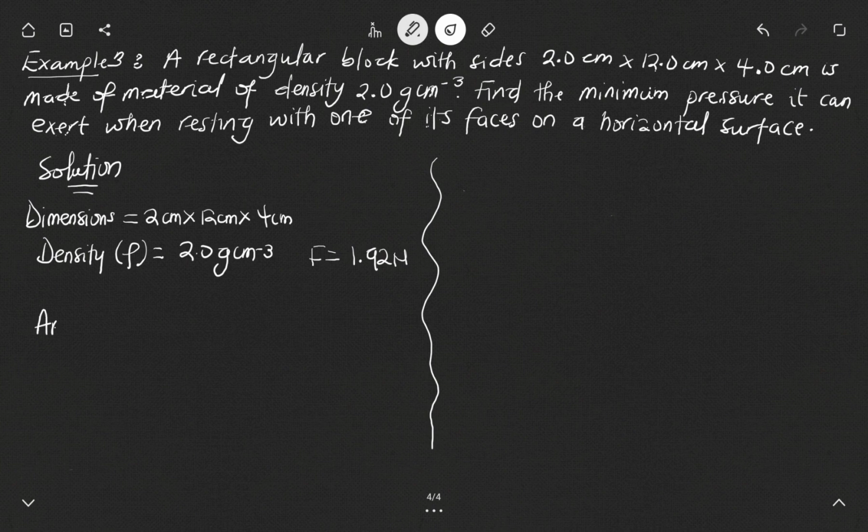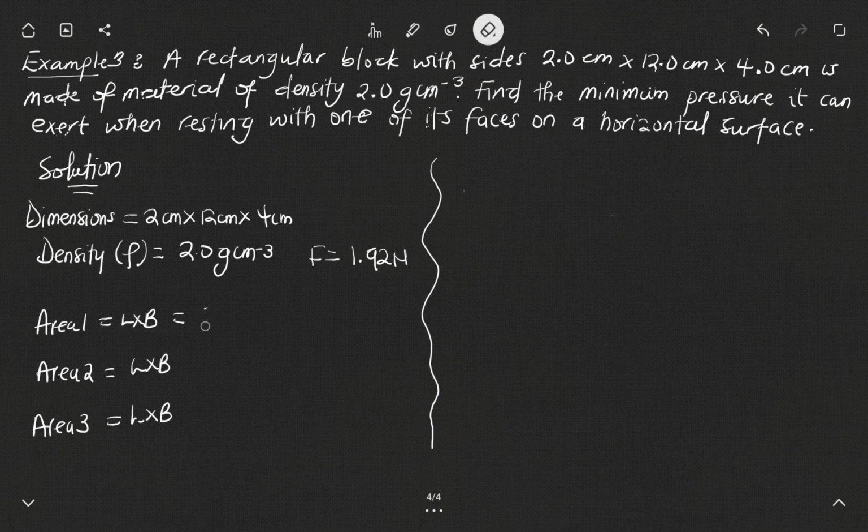So we will have area 1, which will be length times breadth. We will have area 2, and then we'll have area 3 as well. Now all of them will be length multiplied by breadth. Now for the first one, we can use 2 and 12 as the first one. So for area 1, let's say we have 2 centimeters multiplied by, now let me convert them straight to meters so that I don't have to convert later on.